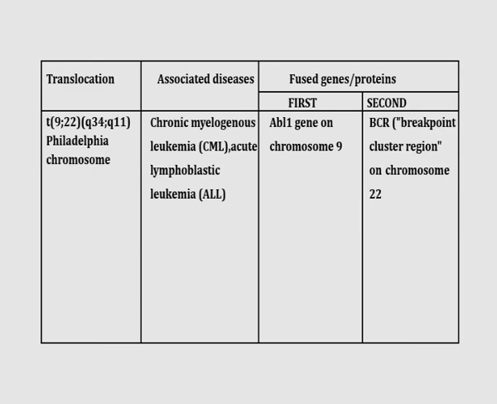In the next case, t(9;22), q34 and q11, the Philadelphia chromosome. The associated diseases are chronic myelogenous leukemia (CML) and acute lymphoblastic leukemia (ALL), and the genes associated are the ABL1 gene on chromosome 9. In the second case, it is BCR, breakpoint cluster region, on chromosome 22.